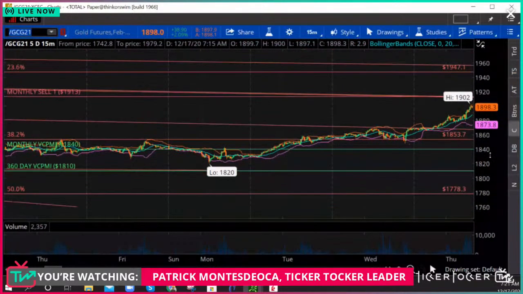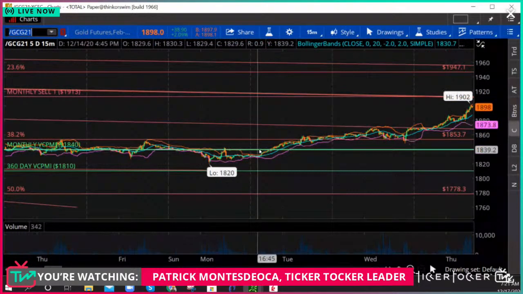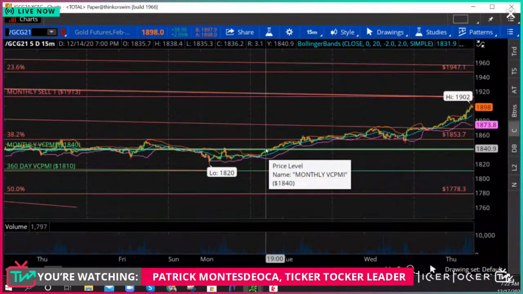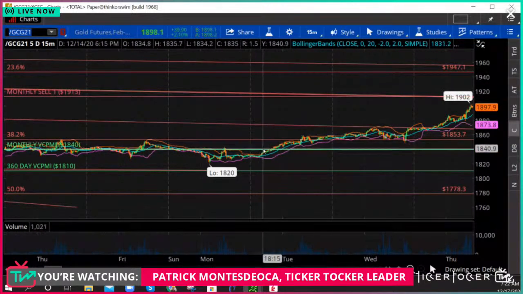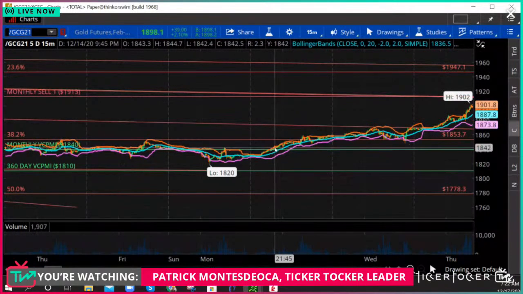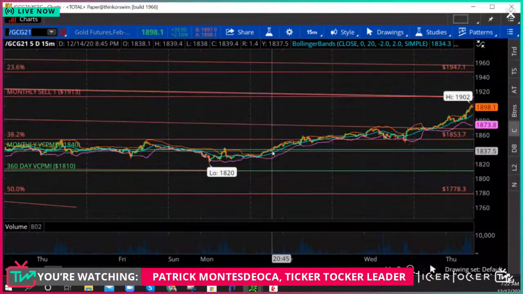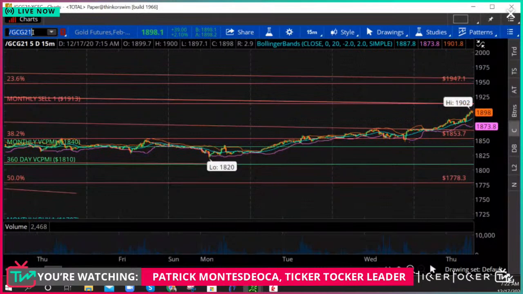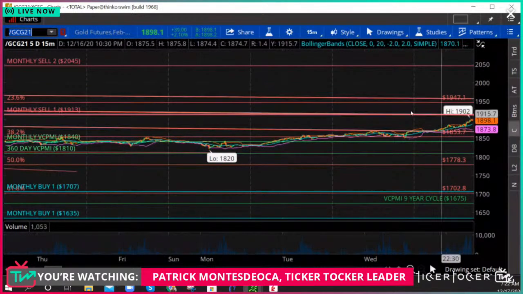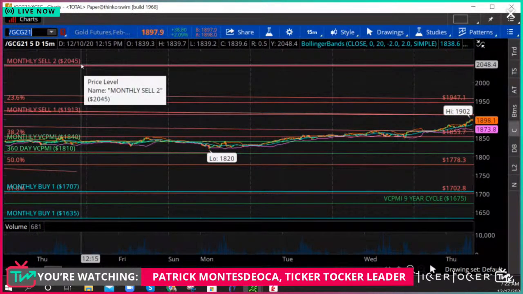So the market on the monthly signal is now identifying the target of 1913. What we have going here is a weekly signal now and a monthly signal in an uptrend. And the targets, again, are into that 1904, 1913, and 2045, which is the upper end of the monthly.